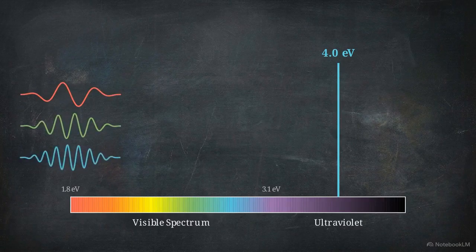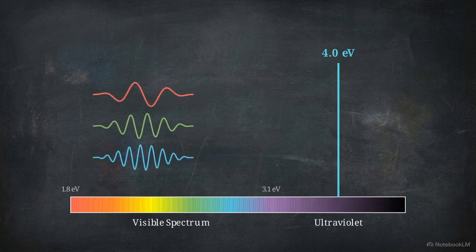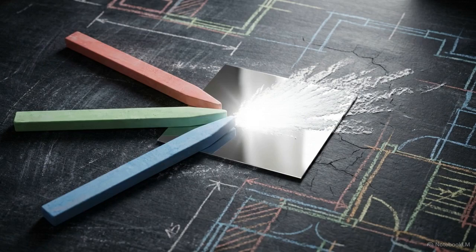Visible photons, red, green, and blue, simply lack the quantum energy to bridge that gap and trigger an absorption. Because no visible light is absorbed, the free electrons reflect the entire spectrum uniformly, giving silver its bright white appearance.